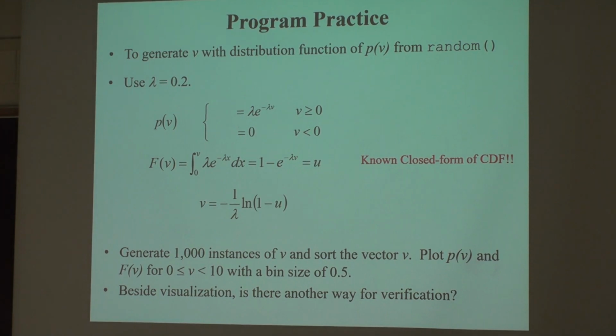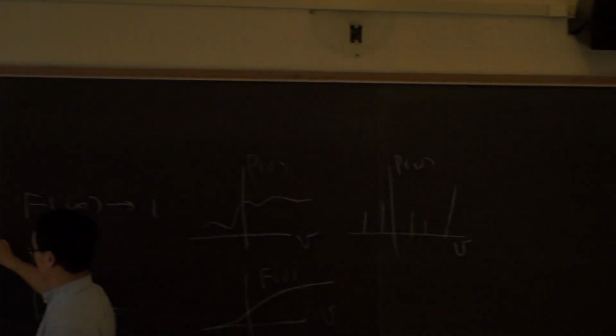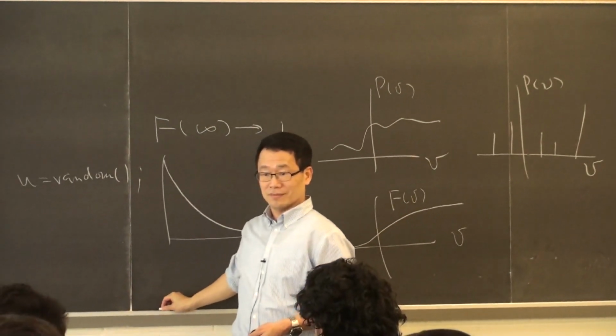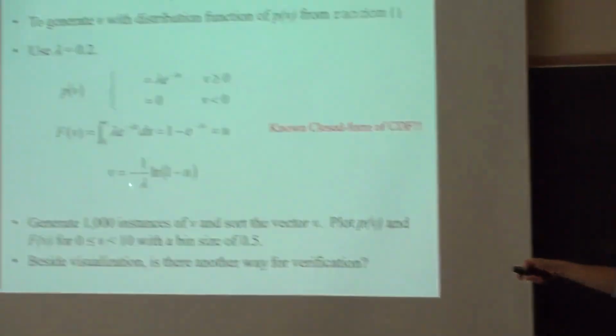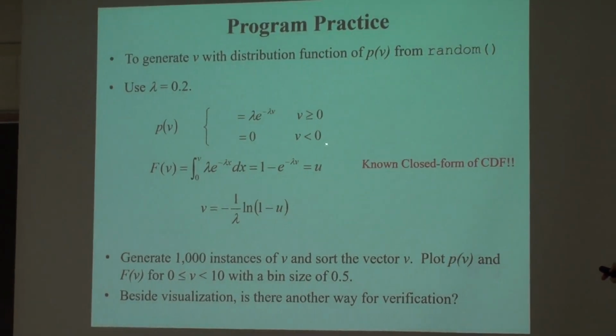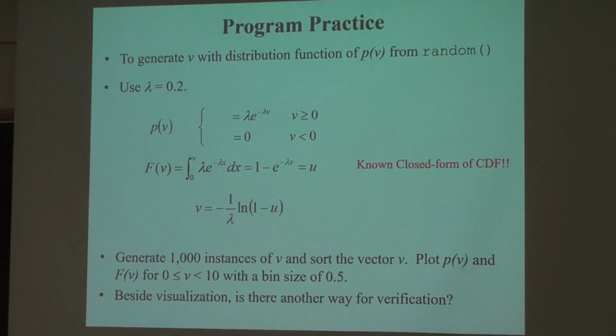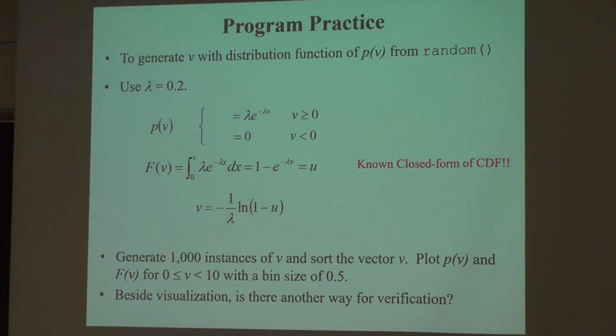Try it. Wait, how are you getting the U? This U is what you get from a random uniform distribution, in your computer code. U equals random. Oh, I see. And then you calculate V. Then V will supposedly, through our procedure, have this distribution function. How do you plot it? You generate 1,000 of V, sort it, then you can get the probability density function. So let's practice.